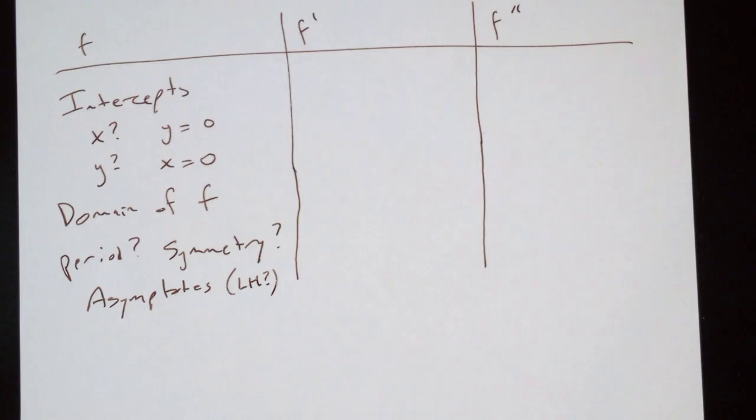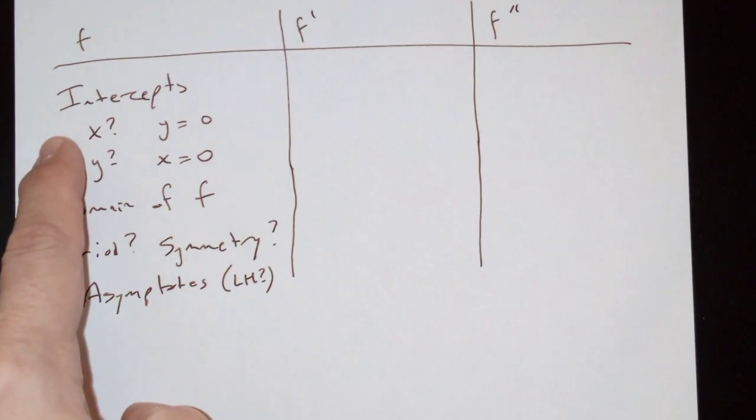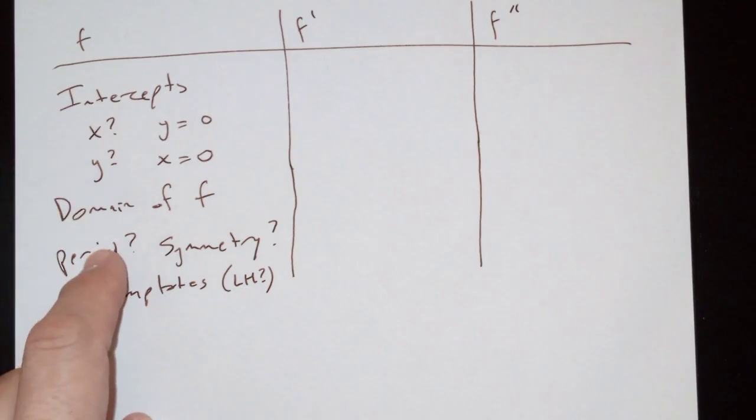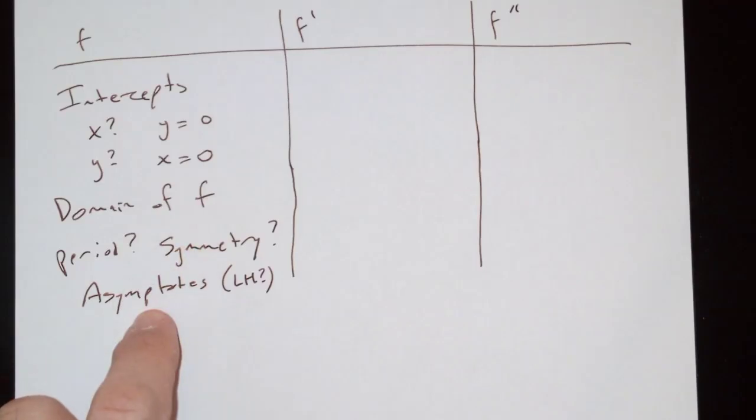That's plenty of information just from f alone. Before I draw a thing, where should I look? Where do I cross axes? Can I get away with looking at a smaller section? Can I look at one side and then deduce something about the other? Do I know anything about any asymptotic behavior?